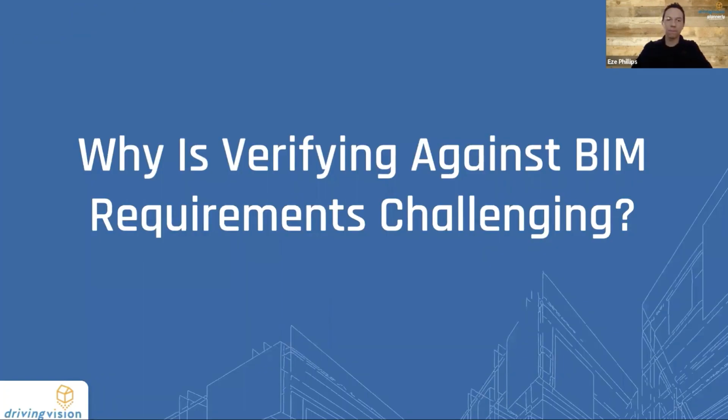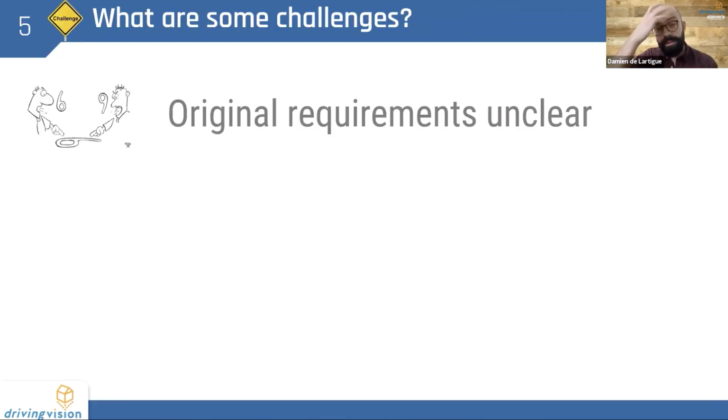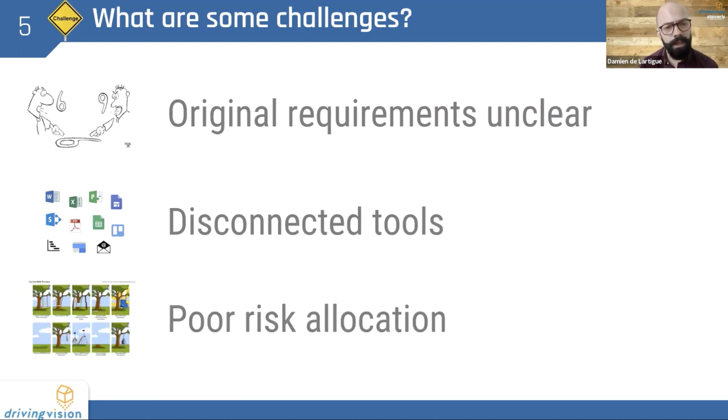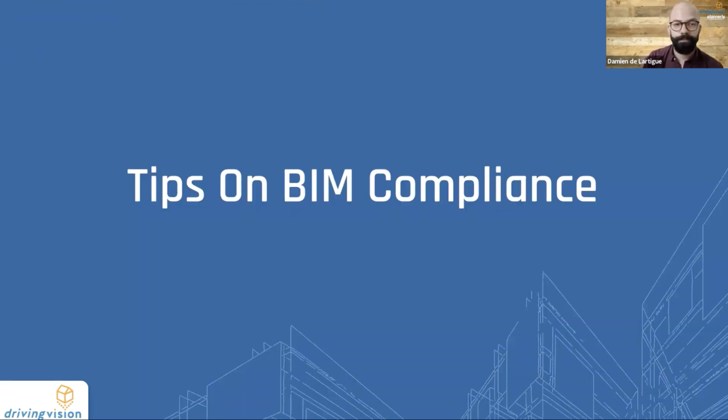Definitely. So why is this a challenge? Why is verifying against requirements so difficult? Sometimes the original requirements are often unclear. For example, here, is it a 6 or is it a 9? We use a lot of disconnected tools, and those don't make it easy to bring all the data back into one place and work on. And then understanding contracts. How is allocation of risk assigned? It's a big challenge when someone's not on the hook for something that's part of their requirements from a BIM perspective. So now here are a few tips on BIM compliance.